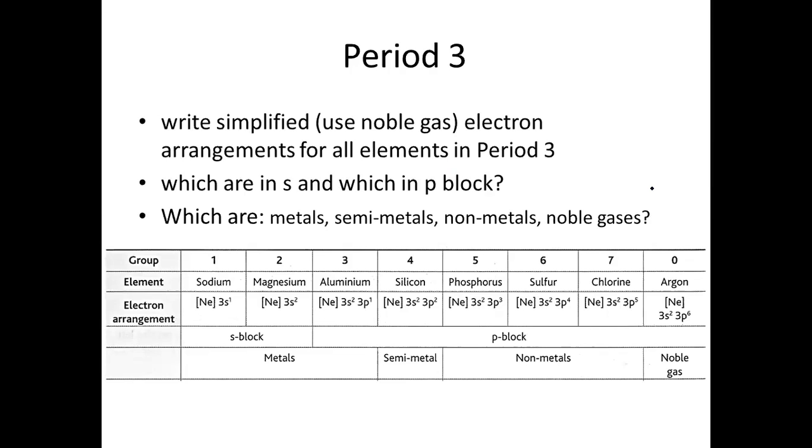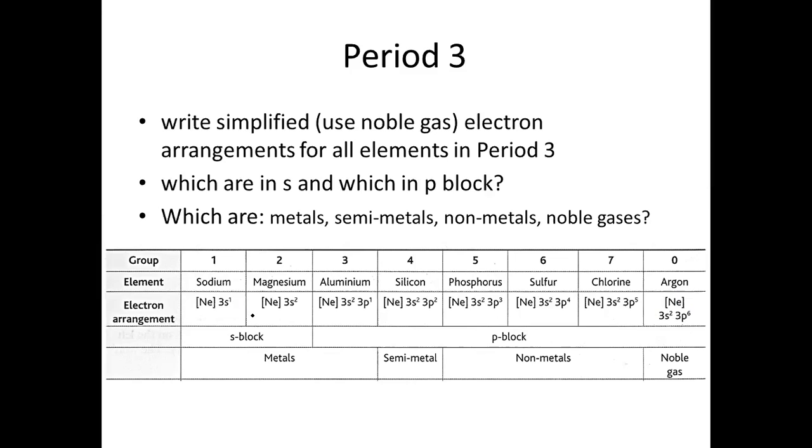Right, so let's go through the answers for this. So for period 3 elements, these are their names. And then neon is the noble gas that comes before sodium. So we use the electron arrangement with neon, and then we've got 3s1, 3s2, 3s2 3p1. So these two are S block because there's only S, but here we fill up P. So 3p1, 3p2, 3, 4, and 5. So these are P block, including the noble gas, which is also a P block.